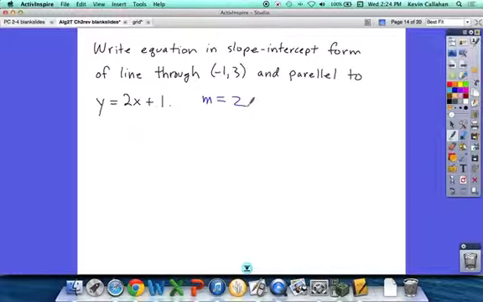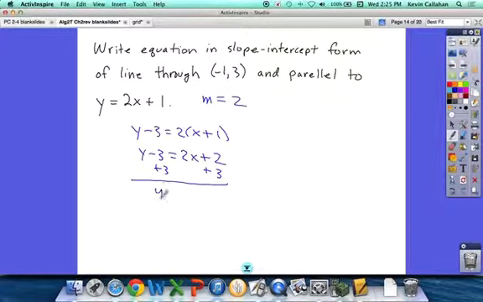Okay. Now, it also says put it in slope-intercept form. So it's not like a couple slides ago where you just left it in point slope. You'll need to substitute. Y minus 3 equals 2 times x plus 1. Y minus 3 equals 2x plus 2. Add 3. Y equals 2x plus 5. Just make sure you read the directions. You know, if it says put it in slope-intercept, put it in slope-intercept.